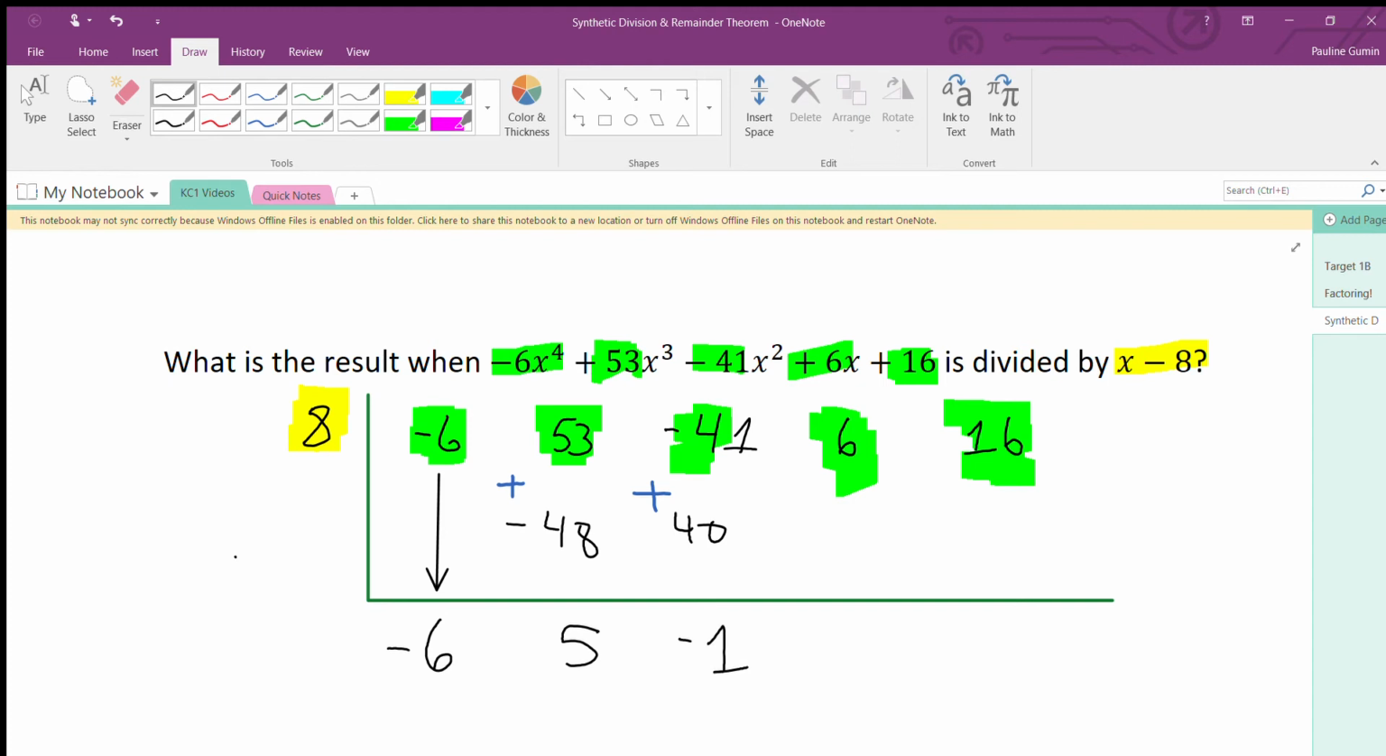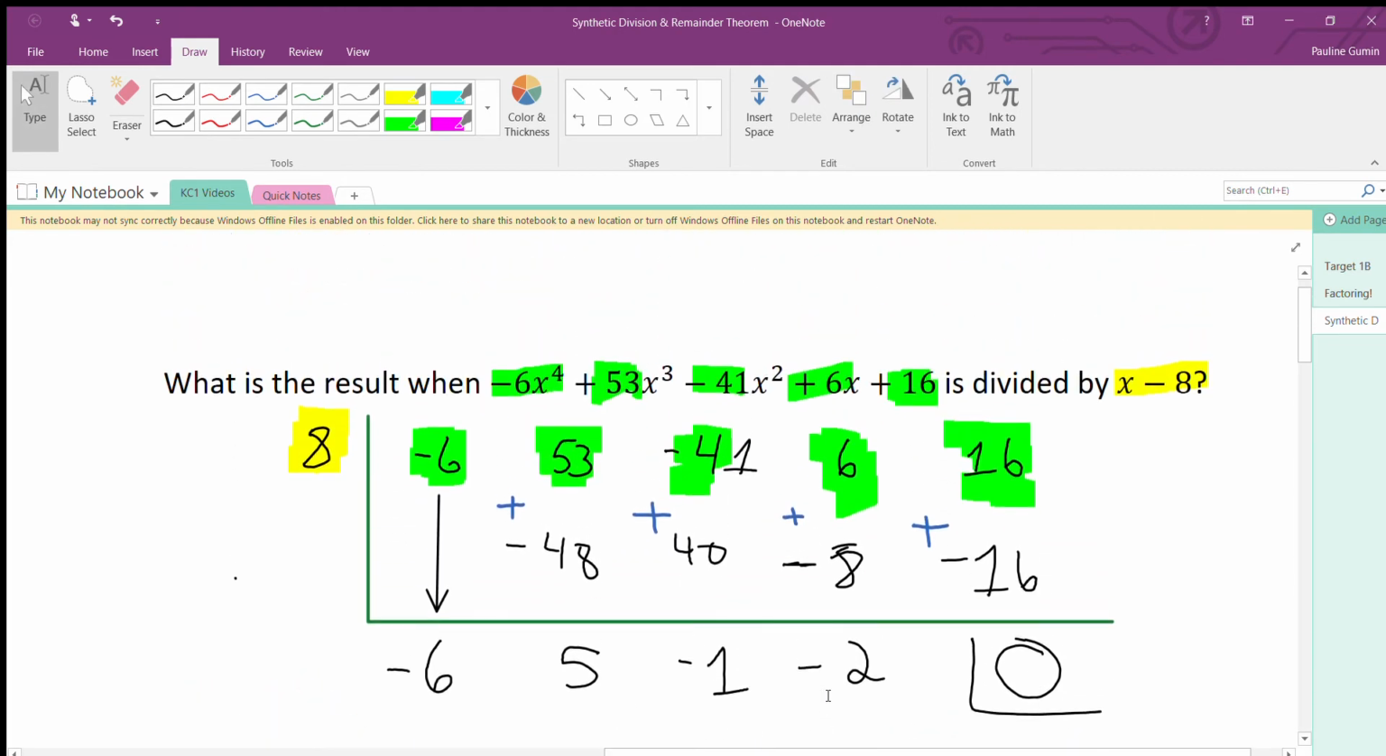Then I'm going to multiply again. Negative 1 times 8 is negative 8. Oh, sorry, that was messy. And I'm going to add 6 plus negative 8 is negative 2. One more time, guys. Negative 2 times 8 is negative 16. We're almost there. Plus 16 plus negative 16 is 0. Perfect. Okay, no remainder. We're almost done.